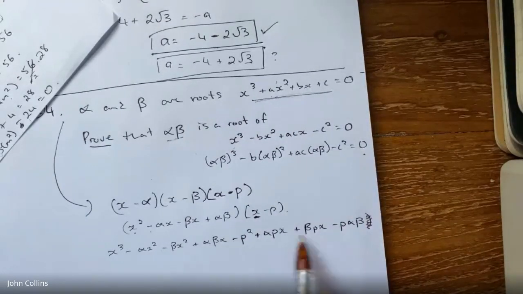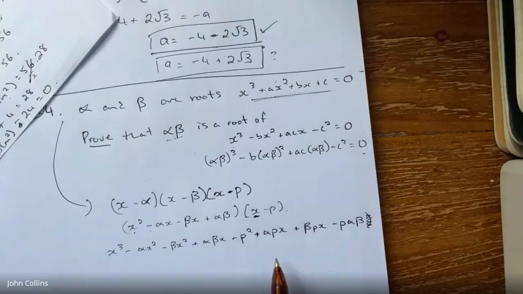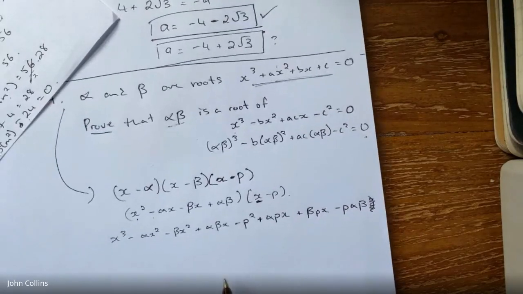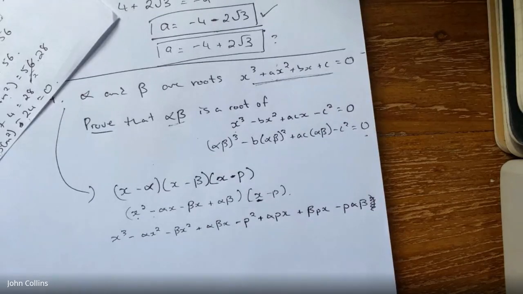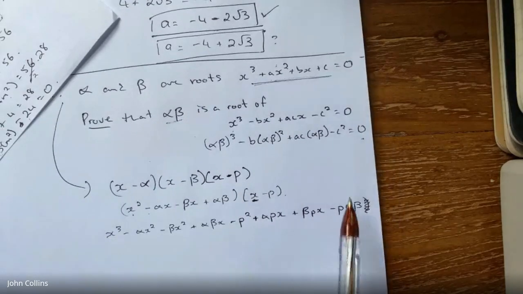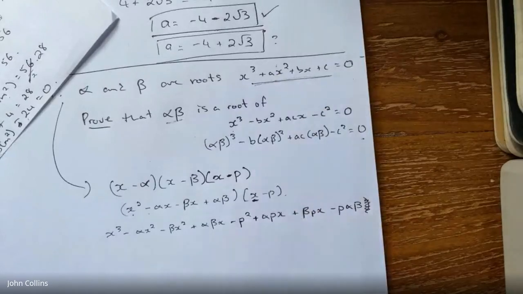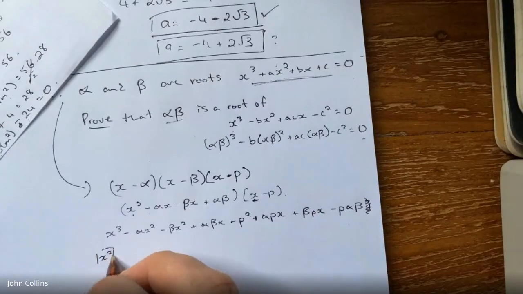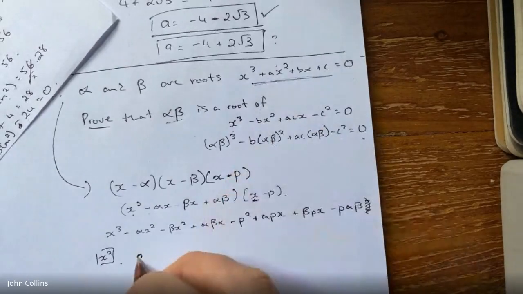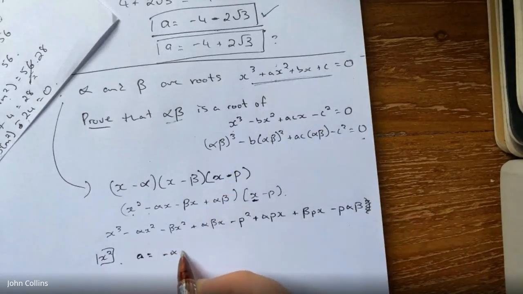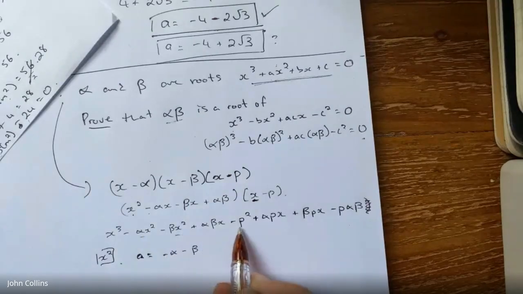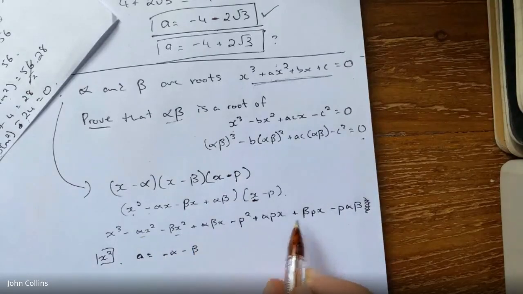I may have mixed up my orders there, but possibly p should come after alpha beta. Okay, it doesn't matter. Multiplication is commutative. Doesn't matter what order we do it. Now, once again, I can equate coefficients here. I know the coefficients of this must be the same as this. So I can say for the x squareds that this a up here is the same as minus alpha minus beta. Looking for another x squared. Oh, that's it.